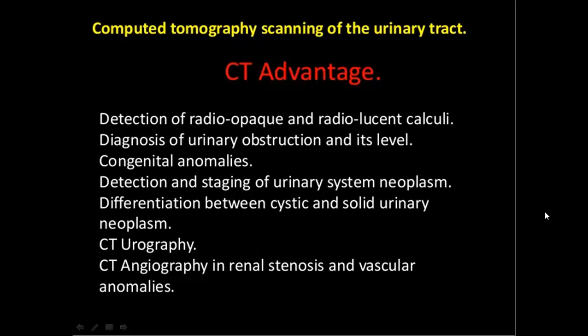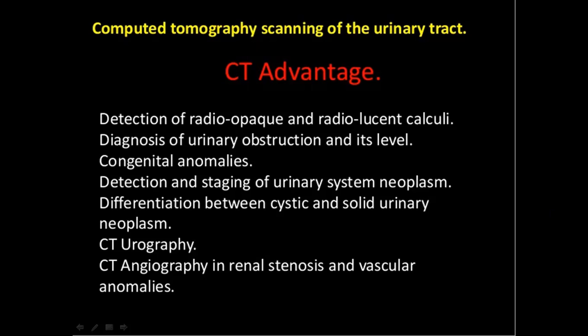Advantages of CT techniques. First of all, it's the detection of radio-opaque and radiolucent calculi. I should say that some calculi are not opaque for X-ray, and may not be seen if you are restricted only with plain X-ray examination. But in case of CT, radiolucent calculi become visible.